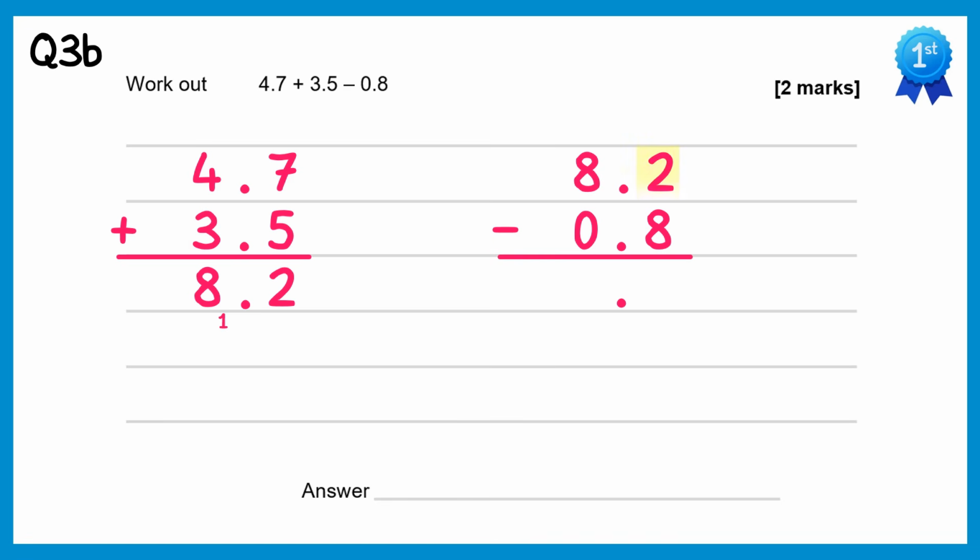First of all, we have 2 take away 8, but we can't do that because we go into negative numbers. So instead we cross this 8 out, replace it with a 7, and steal one of those units, and make it 12 on the tenths column. So 12 take away 8 gives you 4, and then we move on to the next column, so here we have 7 take away 0, which is 7. So we end up with 7.4.